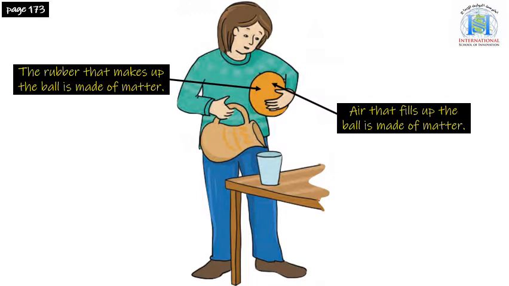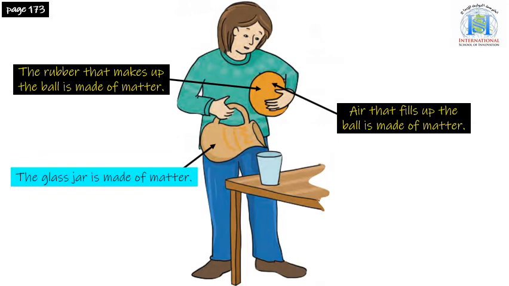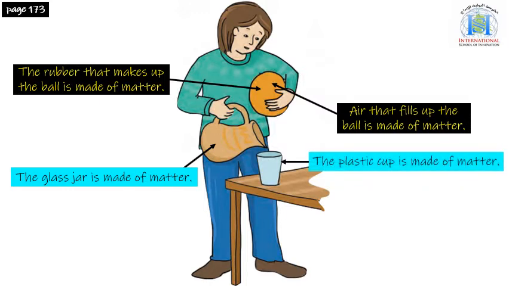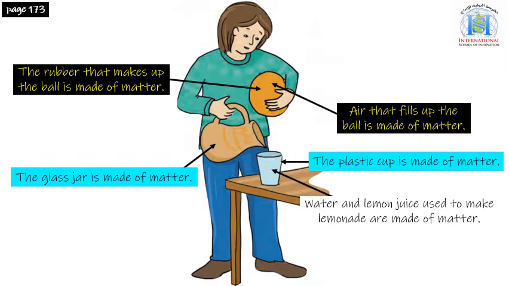That's right. Okay. In the other hand, the girl is holding a glass jar. The glass jar is made of matter. That's right. She's drinking some lemonade. We have now the lemonade in a plastic cup. The plastic is a kind of matter. Yes. What about the lemonade itself? Water and lemon juice used to make lemonade are made of matter. So again, anything that you can see and that you can feel is made of matter.